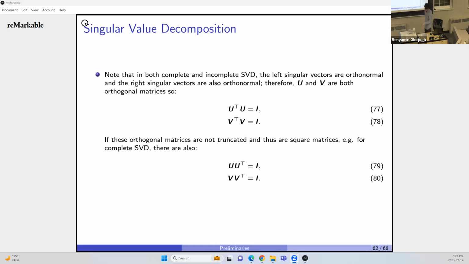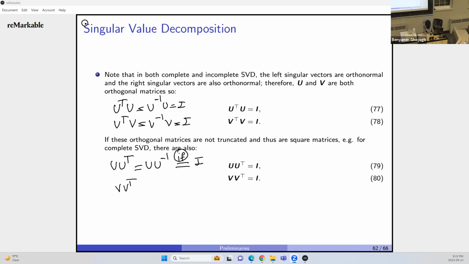I already talked about this, but now in SVD, by the way, U and V are orthogonal matrices. So U transpose U equals U inverse U, so it's identity. V transpose V equals V inverse V is identity. What about U transpose? It's U inverse. If it is not truncated, it's I. What about V transpose? It's V inverse. If it is not truncated, it's I. Okay.